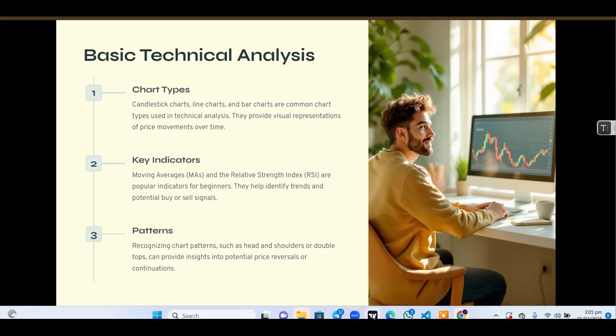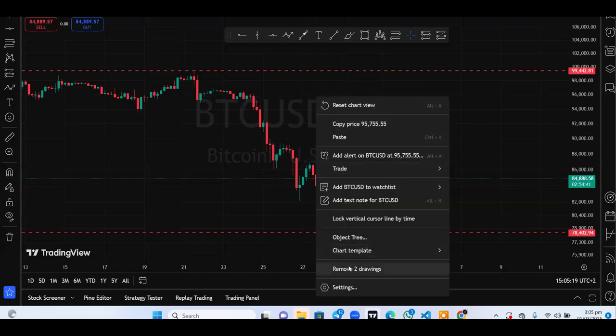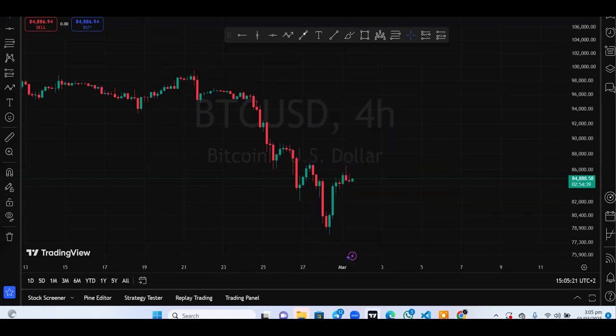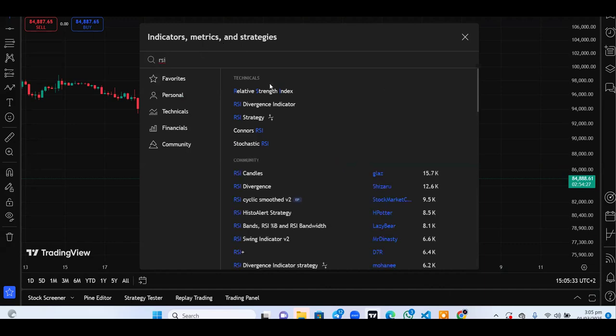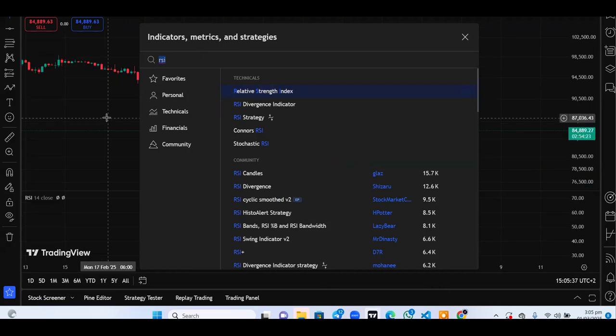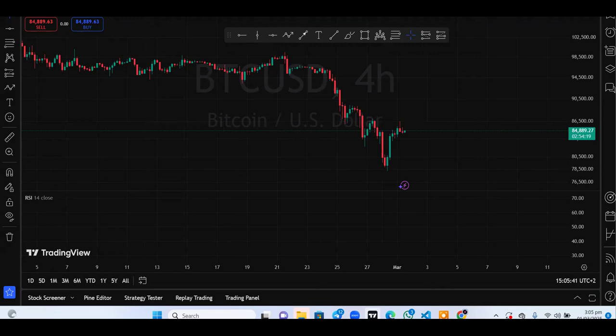Let me show you. Right now we are on TradingView, and let's say we want to put an indicator there. Let's use RSI, the relative strength index. So I'm going to add RSI there.